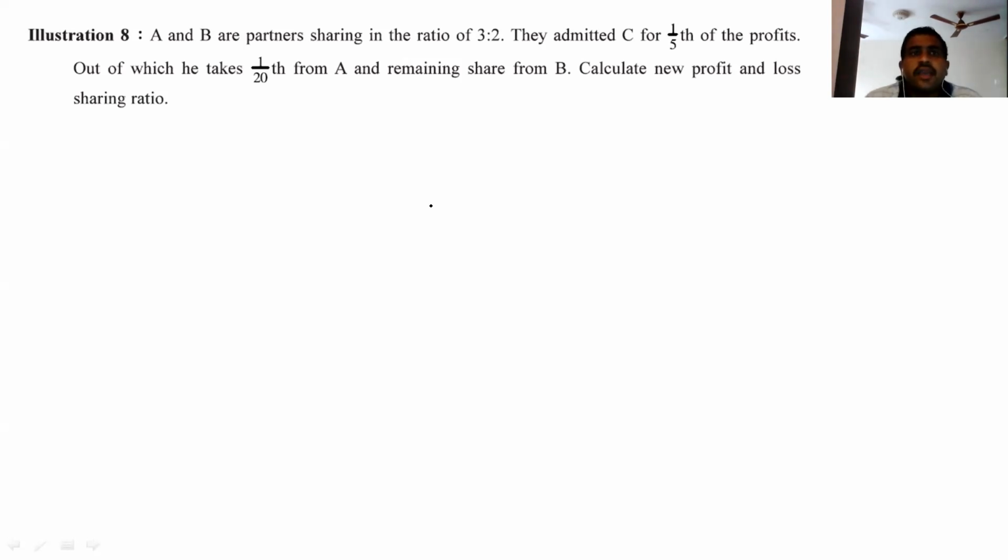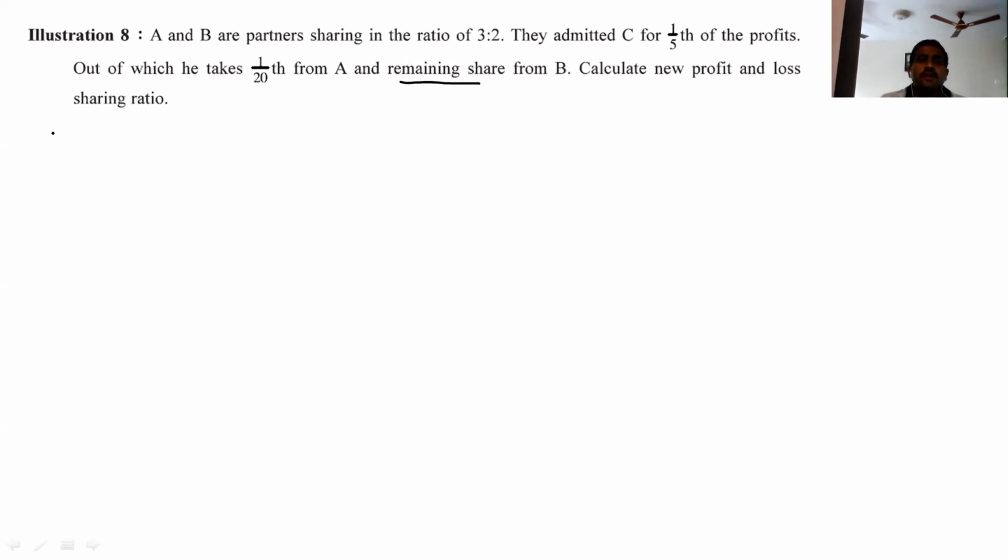Question is: A and B are sharing profit and loss in the ratio of 3:2. They admitted C for 1/5 of the profit, out of which he gets 1/20 from A and the remaining share from B. The first thing we have to find is the remaining share. Calculate the new profit and loss sharing ratio. They're asking us to find the new ratio. So again the same thing, write down, start doing.